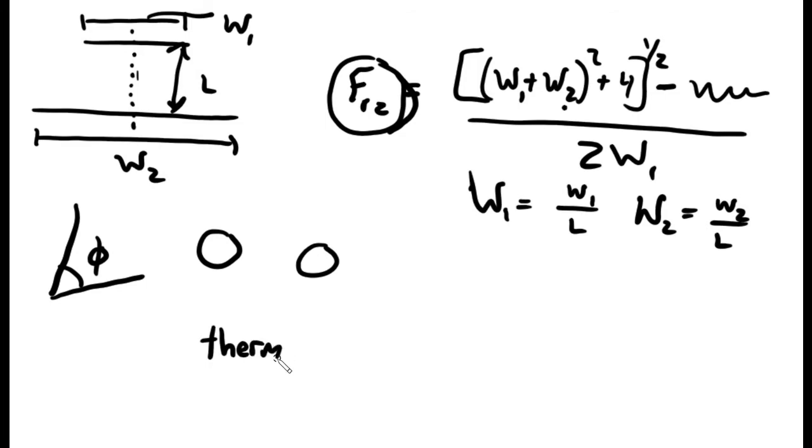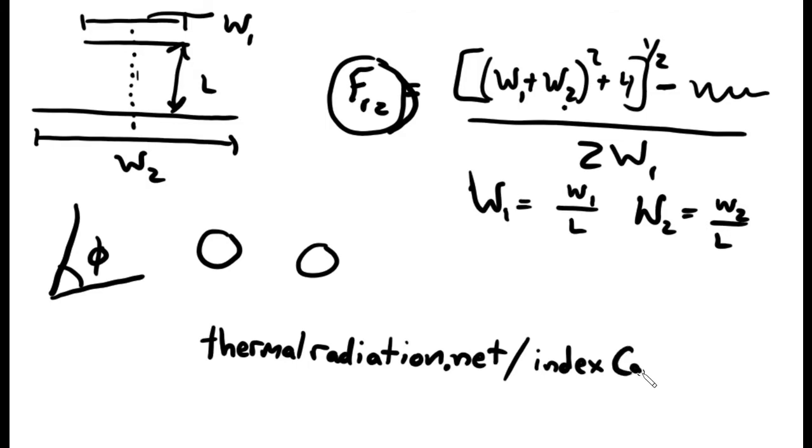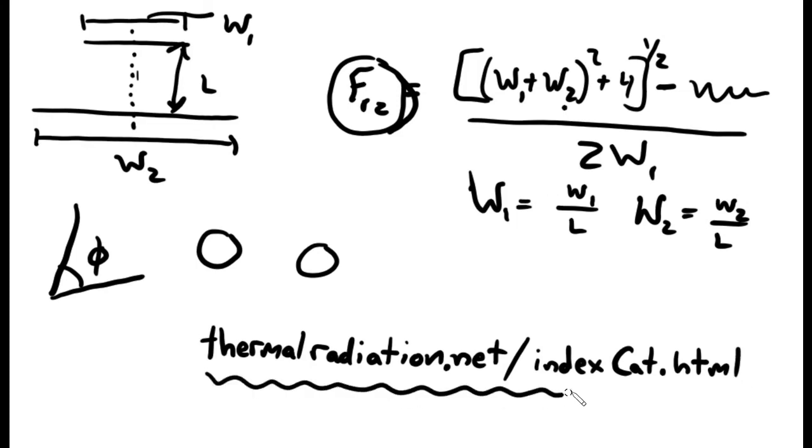So alternatively, if it doesn't have a view factor that you need, then go to this website, thermalradiation.net/indexcat.html. It is a very old website, like straight out of the 90s. Then again, most of you are from the 90s, am I right? Okay, so go here, and you can look up literally 100 or so different view factors for any geometry you can ever think of.